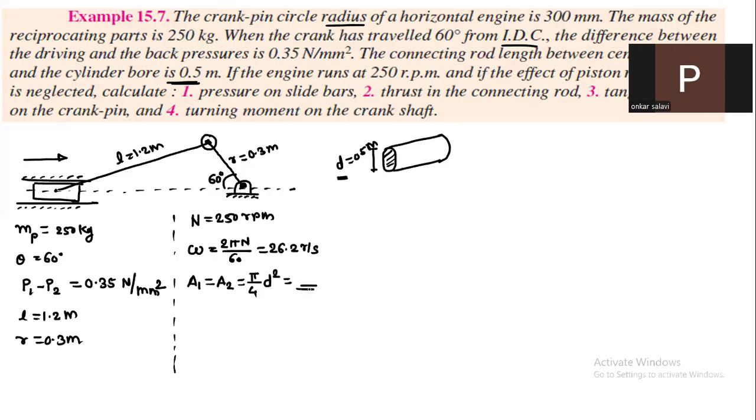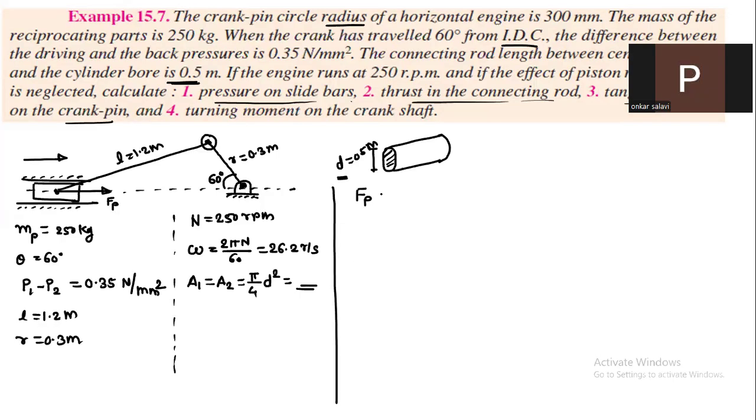Okay, just calculate this area. You have to find out first the pressure on the side wall, thrust in the connecting rod, tangential force on the crank pin, and turning moment on the crankshaft. First we have to find the FP, that is the net effort. So we can write the formula for FP.